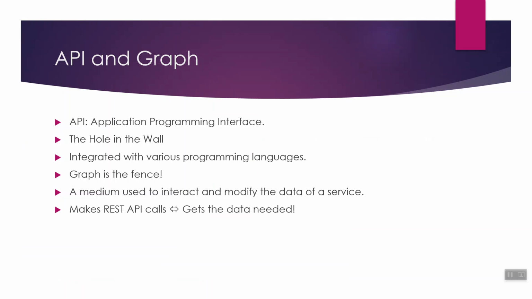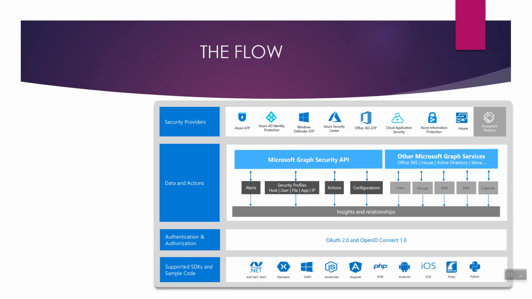Let's just talk about an API first. What is an API, before we actually understand what is a graph? Because graph is actually making an API call. So it's incumbent that we understand what an API is. API stands for Application Programming Interface.